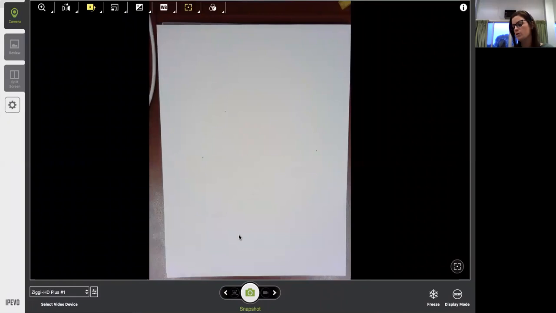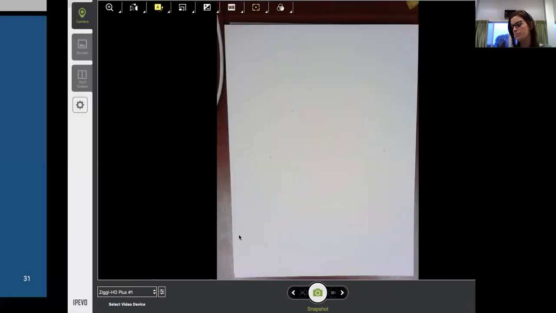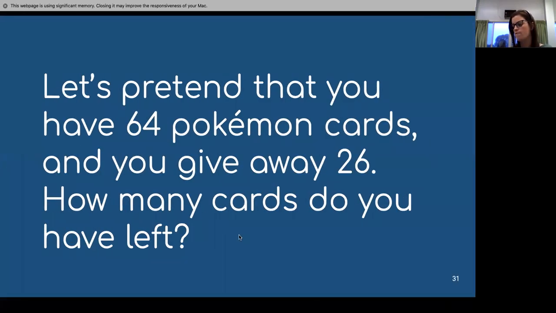So this is great because I've been spending a lot of time in subtraction the last couple weeks. What I would do is take away 4 cards from the 64, and that got me to 60. Then from that 60, I'd take away another 20 cards, and that gets me to 40. I have 40 cards left. And then I still have 2 more to take away, so I have 38 left.